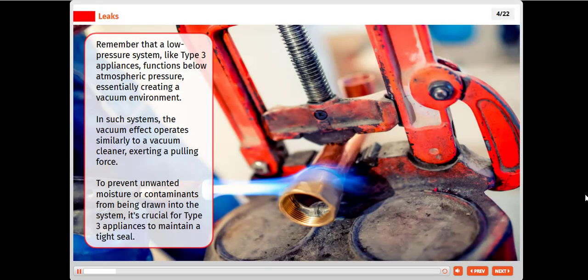Remember that a low-pressure system, like Type 3 appliances, functions below atmospheric pressure, essentially creating a vacuum environment. In such systems, the vacuum effect operates similarly to a vacuum cleaner, exerting a pulling force. To prevent unwanted moisture or contaminants from being drawn into the system, it's crucial for Type 3 appliances to maintain a tight seal.